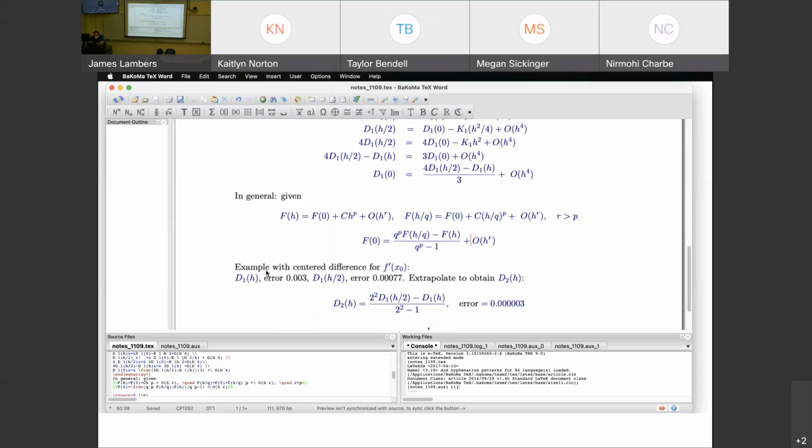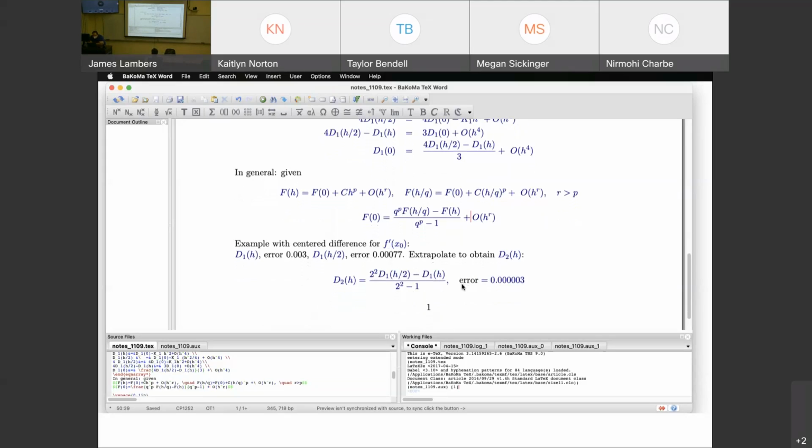So as I mentioned earlier, here are my two approximations to a derivative. Here are the errors that I got. So I carry out the extrapolation using this formula. The standard difference is second order accurate, so q and p are both equal to 2 in this example. So I go ahead and carry that out, and notice the error is significantly smaller. Here we had 7.7 times 10 to the minus 4. Now I have 3 times 10 to the minus 6.